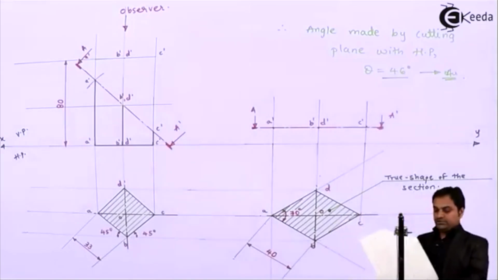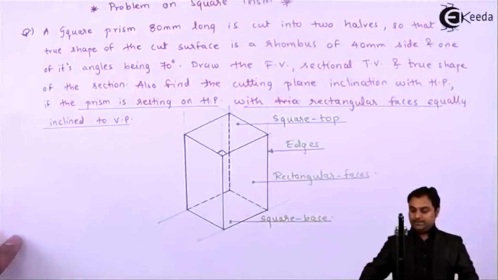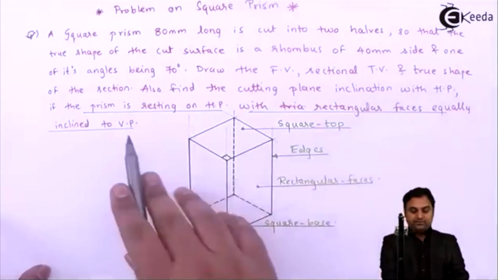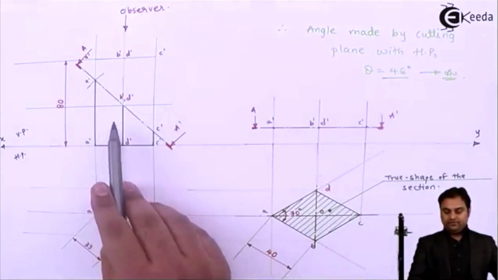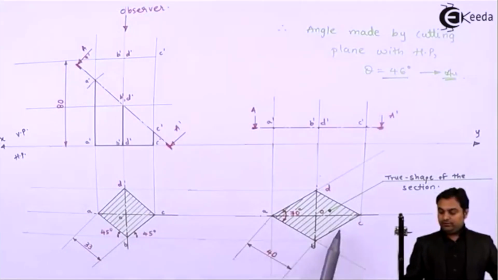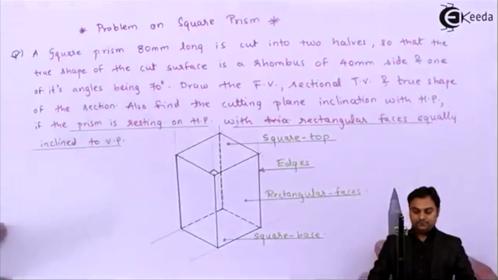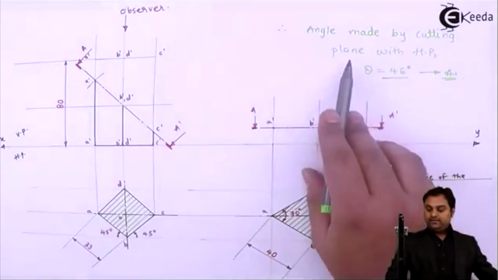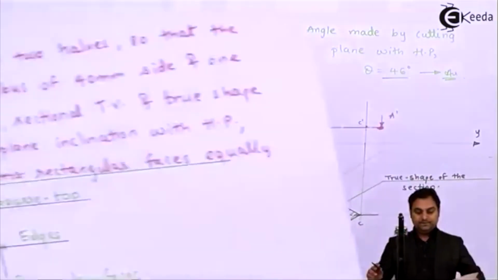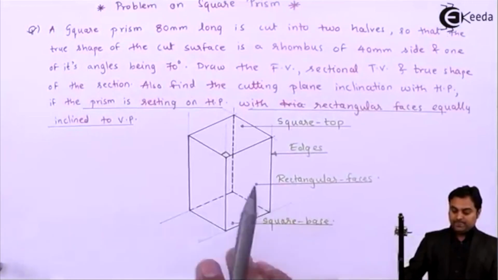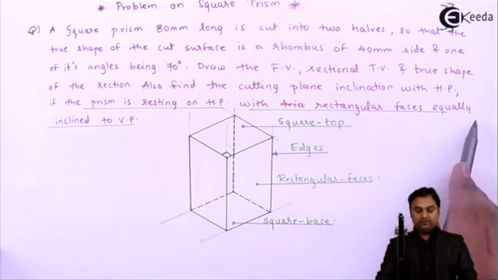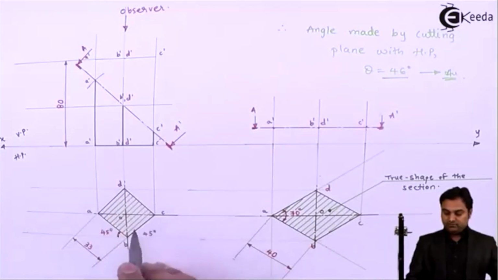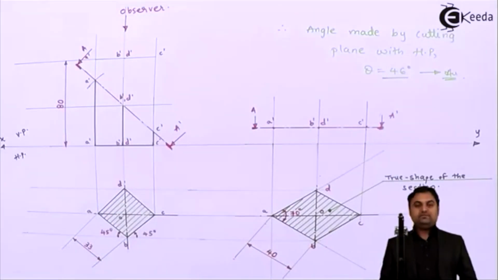So here if we see the question, it was given that draw the front view, sectional top view and true shape of the section. So we have completed the front view. This is sectional top view. Here is the true shape of the section. Also find the cutting plane inclination with HP. So cutting plane inclination with HP is 46 degree. And the initial condition was that the prism is resting on HP with rectangular faces equally inclined to VP. So we have made the rectangular faces equally inclined to VP. And with this, we complete the problem.